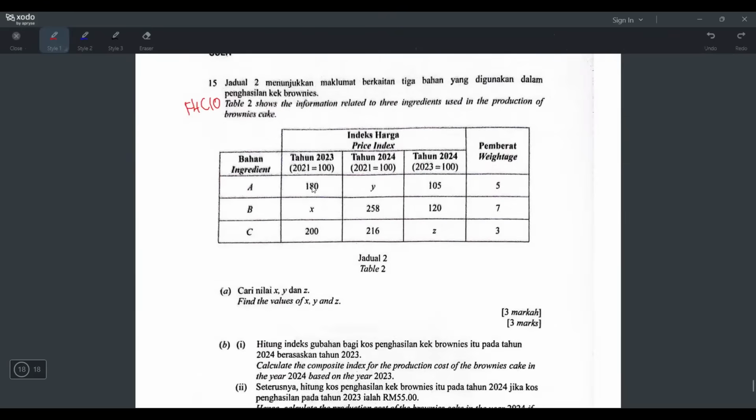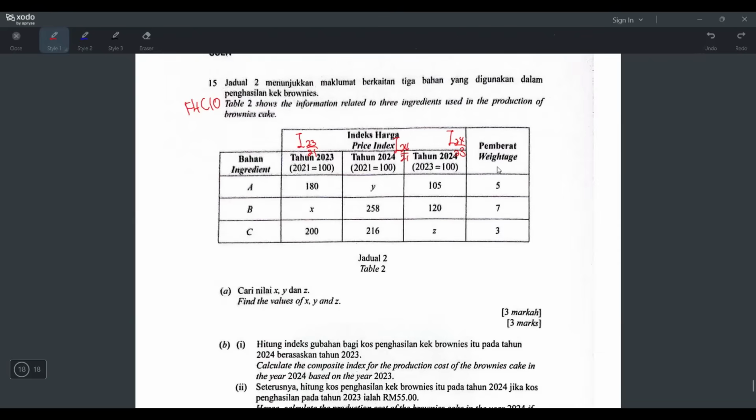And then what is this? 180, and so on. This one, they already write here is price index, so this is the I. This is the I index for 2023 based on 2021. This one is I for 24 based on 21. This one is I for 24 based on 2023. Always write the more recent year on top. So 2024, 23, 24 on top, 23 at the bottom.